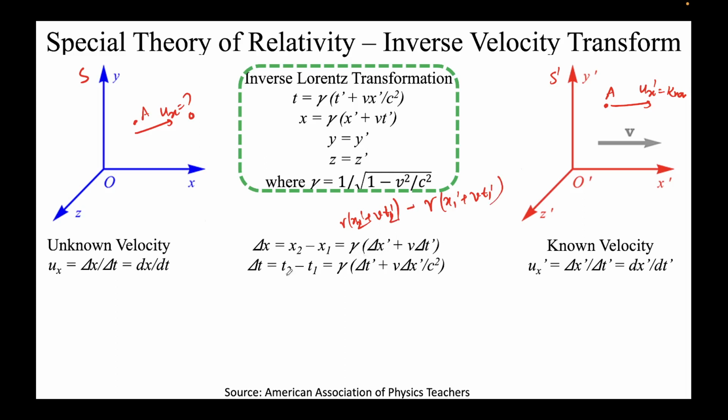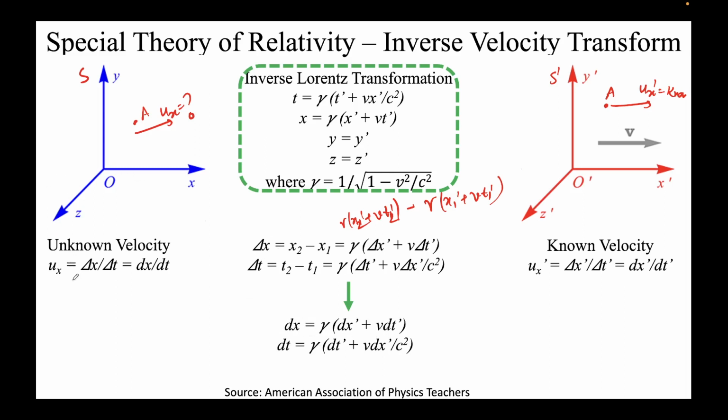Similarly, for delta t, it's t2 minus t1. You'll get gamma times (t1 prime plus v x1 prime by c square), and you again rearrange the terms and get this term. This is nothing but putting in the values and taking the x terms together and the t terms together. Now this is in delta. You can say this is the macro picture. If we take a differential element, delta gets transformed to d. We just talked about it, and it will take this form.